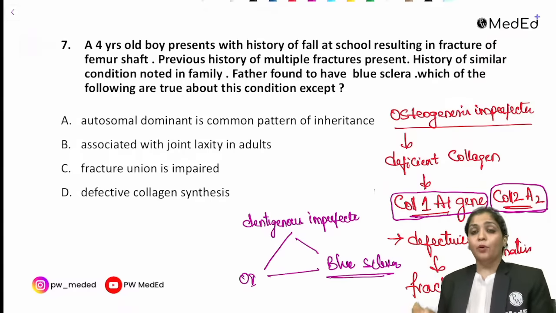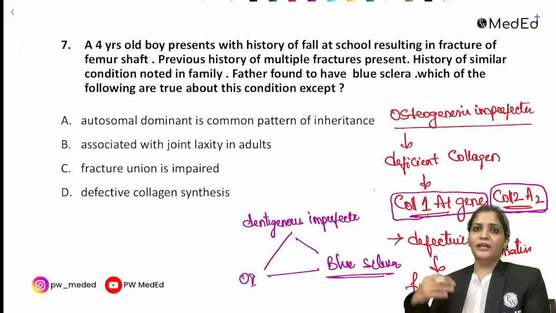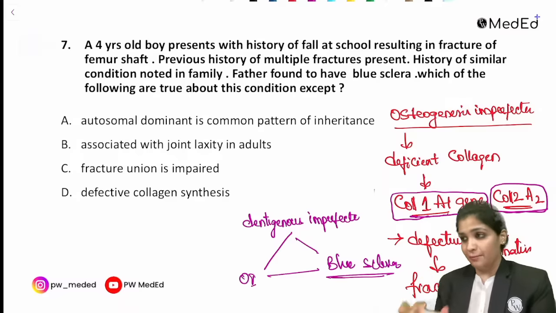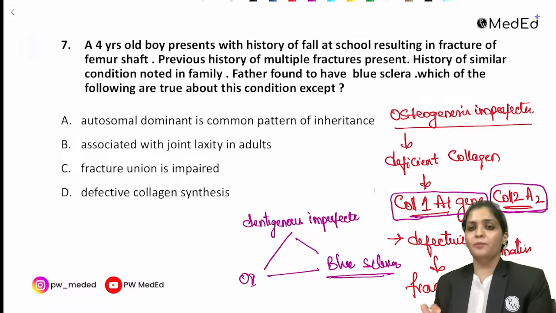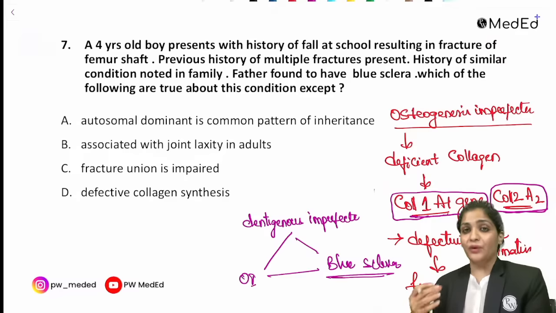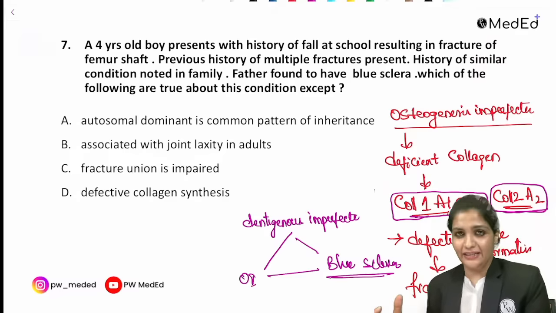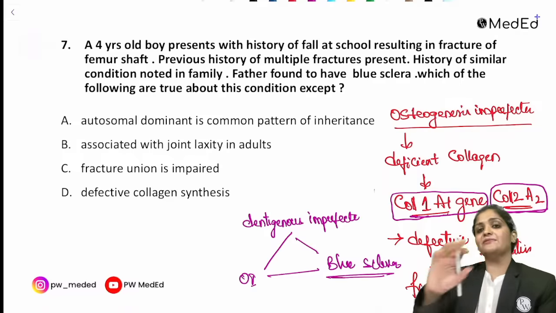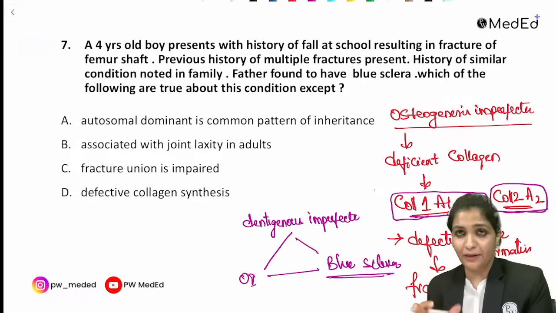Because the bone is formed with collagen with hydroxyapatite crystals, whenever this collagen, the osteoid itself, is weak, this will result in easy fractures. But remember, the fracture union is never impaired. So there is no problem with fracture union. It is only the problem with easy fractures. The bones are very soft and they break easily. So in case of osteogenesis imperfecta, you will always see various fracture healing stages in one particular person.